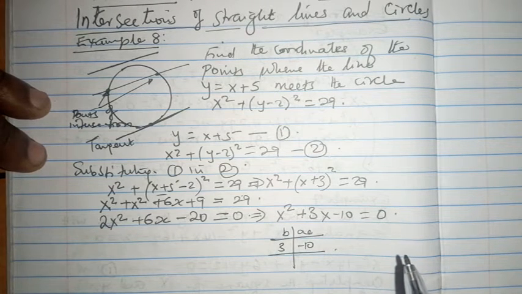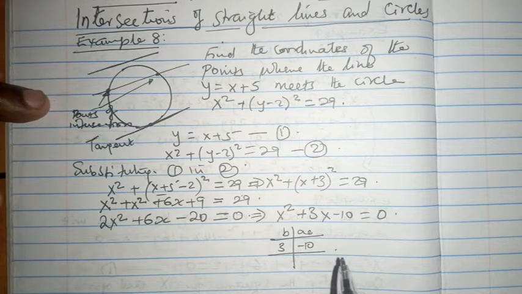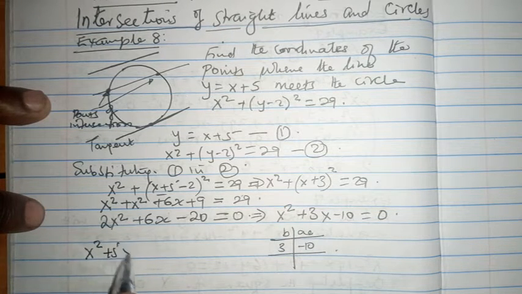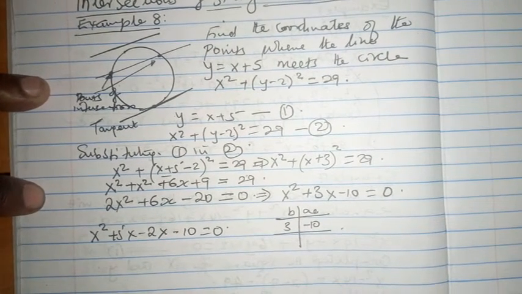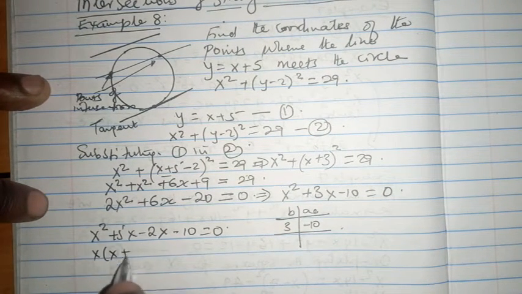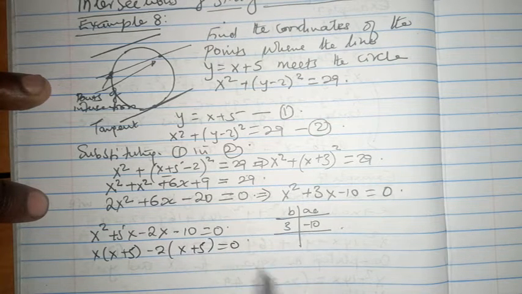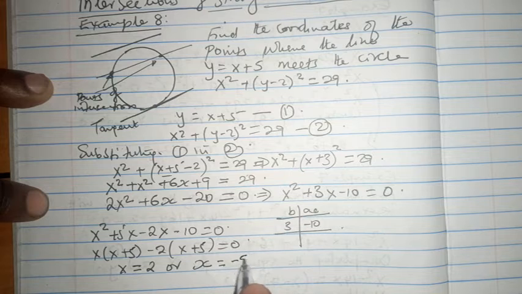Which two numbers multiply to give us minus 10, and add to give us plus 3? This is obviously plus 5 and minus 2. So x squared plus 5x minus 2x minus 10 is equal to 0. At that point you have (x plus 5)(x minus 2) is 0. So at the end of the day, you'll find that x is equal to 2 or x is equal to minus 5.